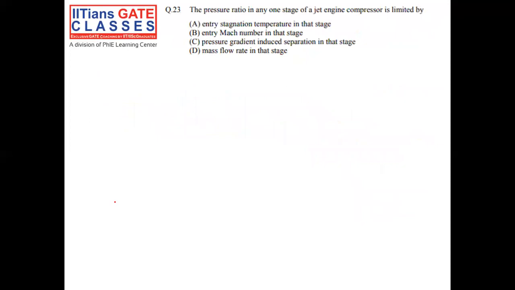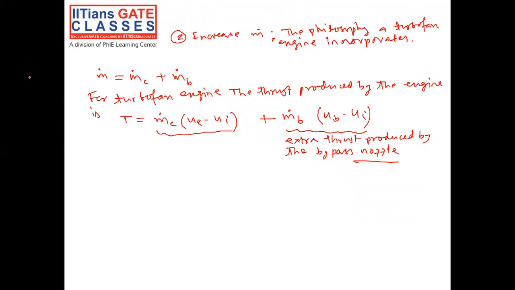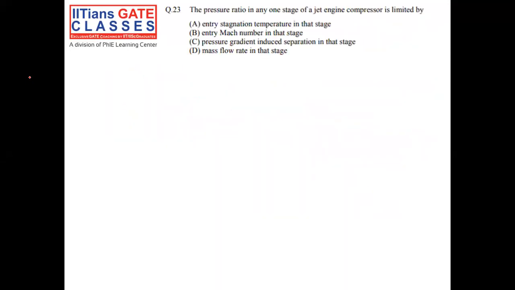Moving on to the next question. The pressure ratio in one stage of a jet engine compressor is limited by which of the following: entry stagnation temperature in that stage, entry Mach number in that stage, pressure gradient induced separation in that stage, or mass flow rate in that stage, right? So if we just draw a schematic of a compressor, this will be as follows.